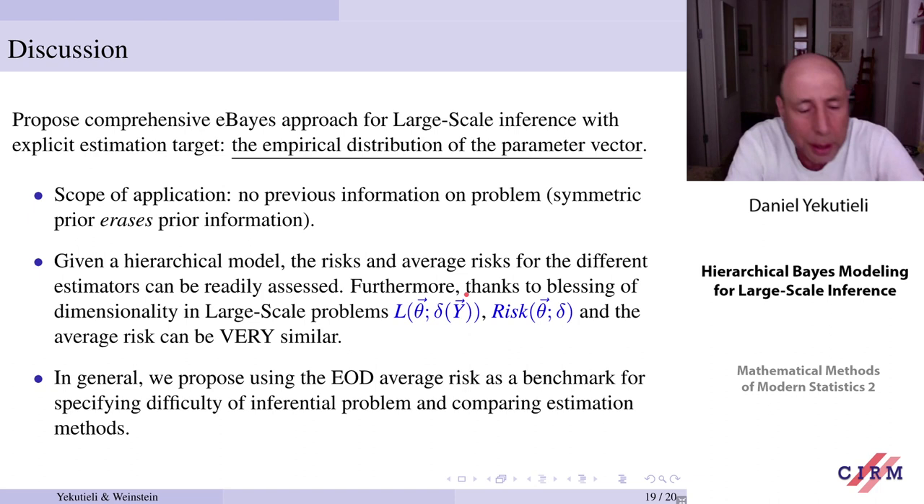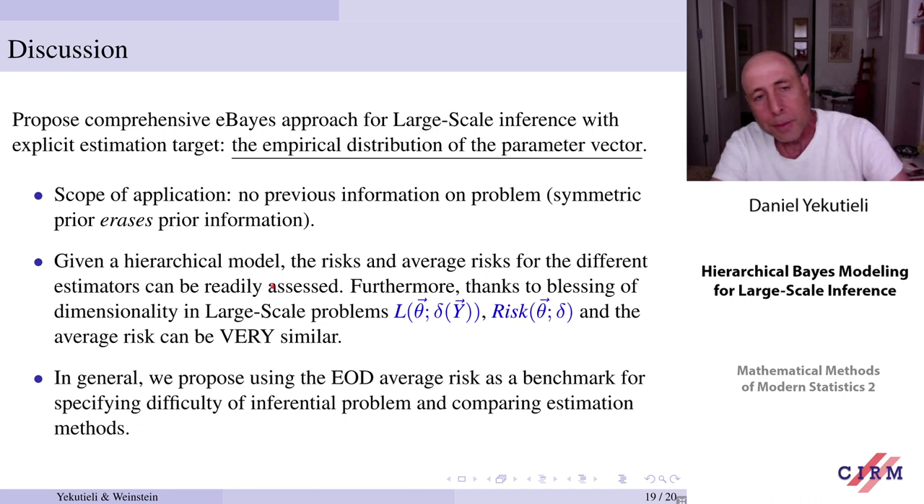The main thing is that given the hierarchical model, the risks and average risks for the different estimators can be readily assessed. We have a machine that characterizes the distribution of the parameter, so we can easily see how good our methods work. We don't know the empirical oracle distribution, but we can assess it and compare it to how well we would have done using lasso, et cetera. If we see that our results are similar, then it's not really worth using our analysis. But given examples like this particular one, I would definitely recommend using our methods.